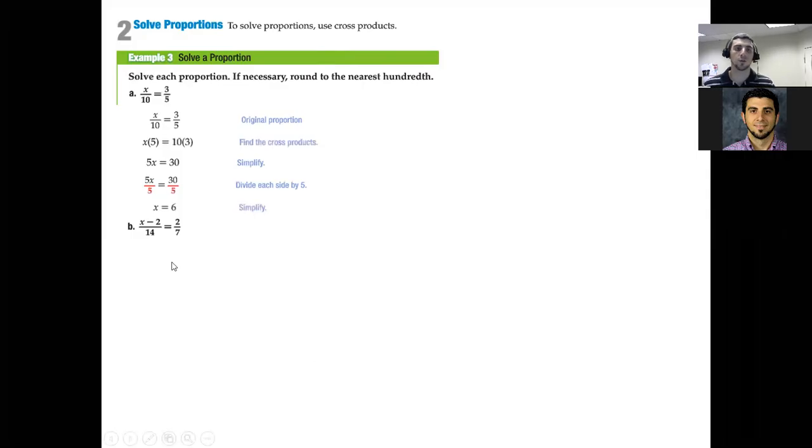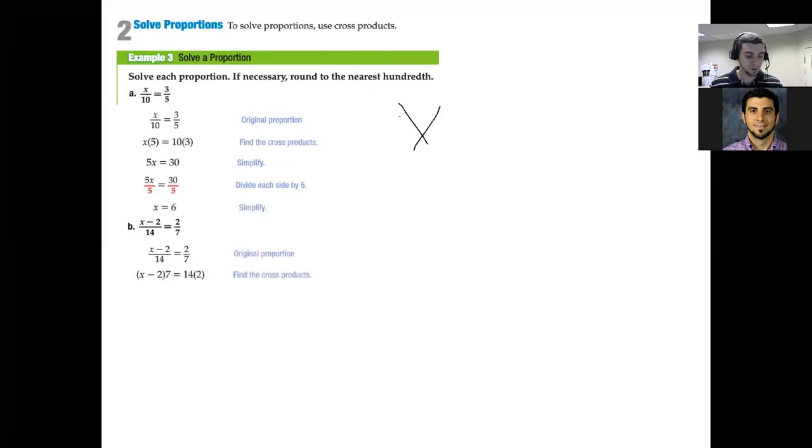Okay, x minus 2 over 14 equals 2/7. So you have your original equation. Now you want to take the cross product, but you have to be careful here because when you multiply the means, x minus 2 times the 7, you have to think of the 7 as multiplying everything in the numerator. So put the x minus 2 in parentheses so that you're reminded to distribute it.